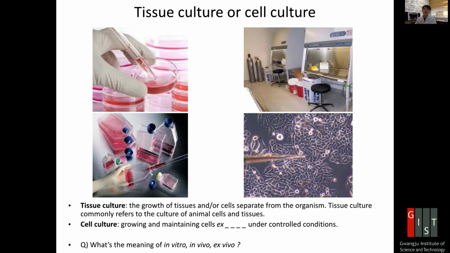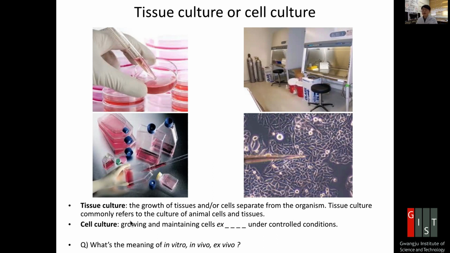So when you think about bioengineering or life science, you can come up with growing cells, and this picture might be familiar to you. So what is tissue culture? When you go to the laboratory, you can find a place called a tissue culture room or cell culture room. Inside, culturing of cells is happening. Tissue culture means the growth of tissues and cells that are separated from an organism.